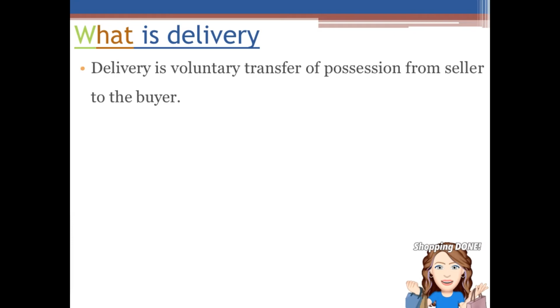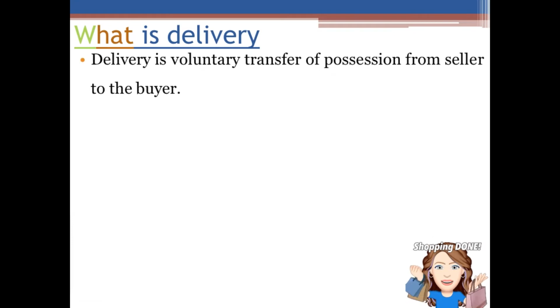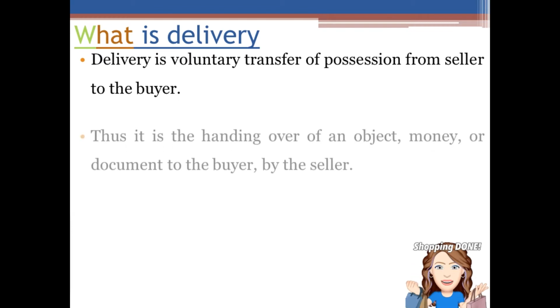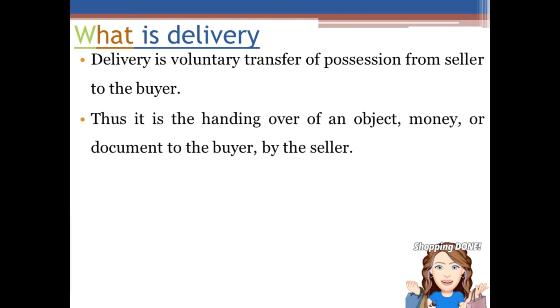What is delivery? Delivery is the voluntary transfer of possession from the seller to the buyer. It is the handing over of an object, money, or document to the buyer by the seller. So the seller hands over to the buyer whatever the buyer has bought from the seller. That is delivery.